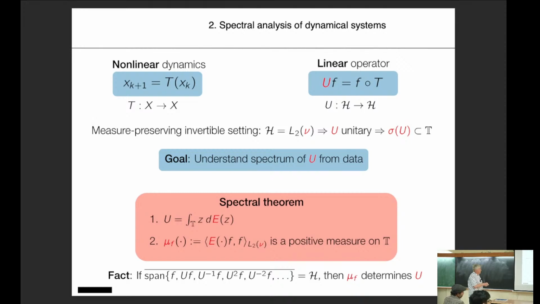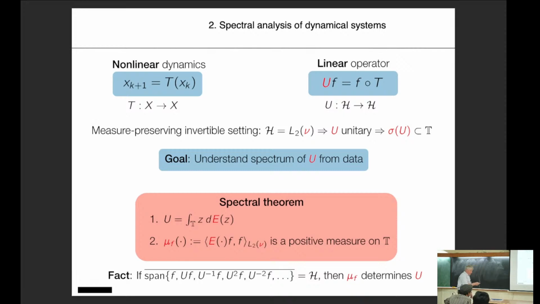You transform the dynamics in the ground space X into a transformation, composition with this T, on a function space on X. And yes, there is something. Yes, the receiver might be, oh, sorry, in the back pocket. Much better, yeah? Yes. Okay. Sorry.